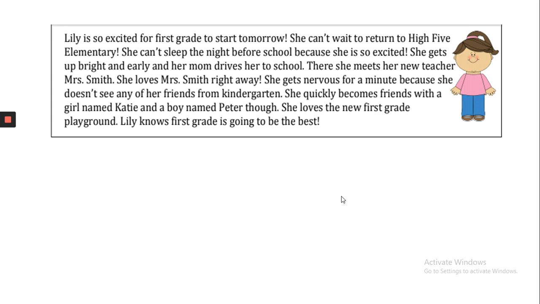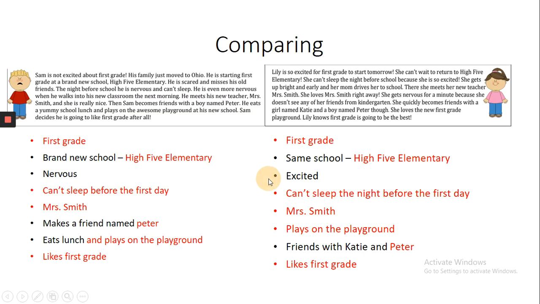She gets nervous for a minute because she doesn't see any of her friends from kindergarten. She quickly becomes friends with a girl named Katie and a boy named Peter, though. She loves the new first grade playground. Lily knows first grade is going to be the best. So now that I've read my second story about Lily, I'm going to take just a couple notes on what were the main facts that we learned about Lily so then we can compare Sam to Lily. We can see how they're the same.